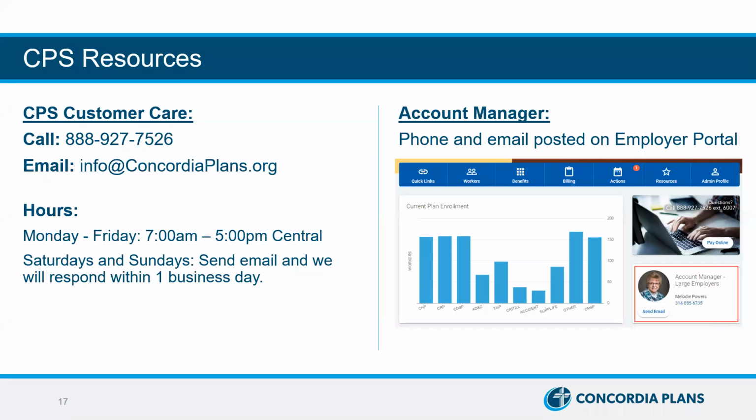Your account managers are also here to help. You can contact your account manager by dialing 888-927-7526. You can also find who your account manager is by logging into your employer portal. You'll see that your account manager's name, picture, direct phone number, and direct email can be found on the right-hand side.